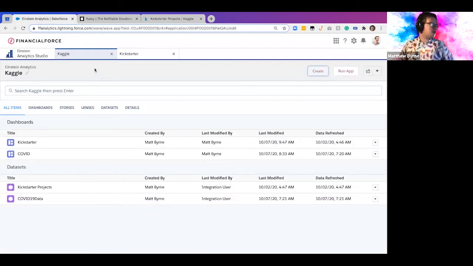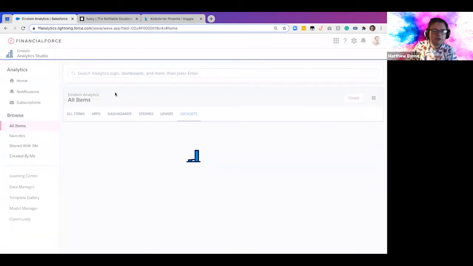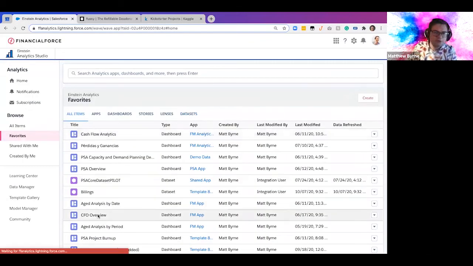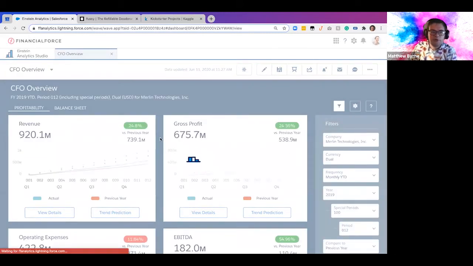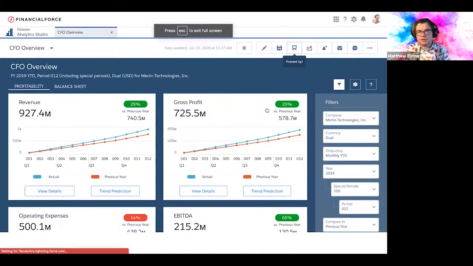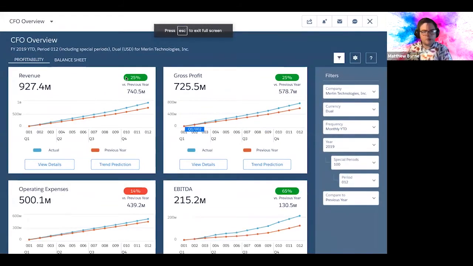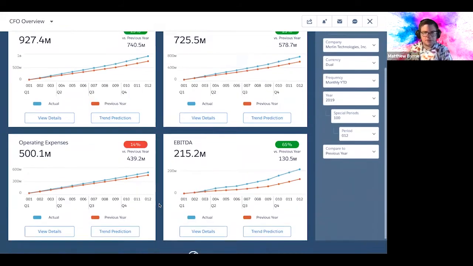Right, we want to know some stuff about FF reporting. Okay, so I was going to show you how we use time series at FinancialForce. I'm going to go to some of my favorites. One of the things we've got is a CFO dashboard, which shows you, and I won't spend too long on this because I don't want it to be a sales pitch, revenue, gross profit, operating expenses, and EBITDA.